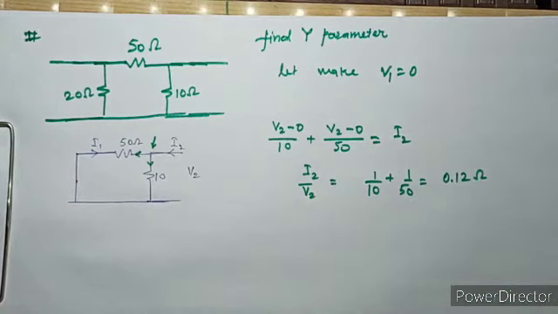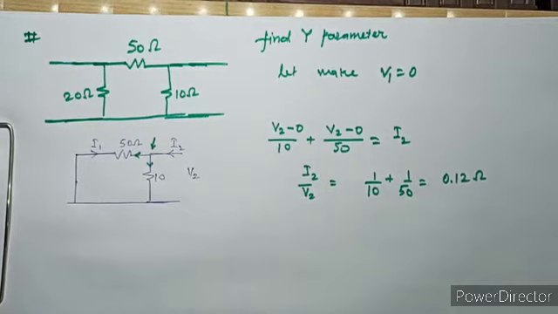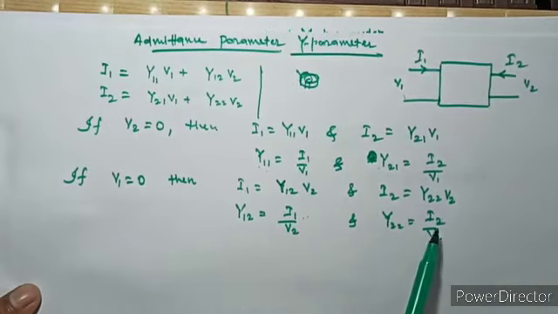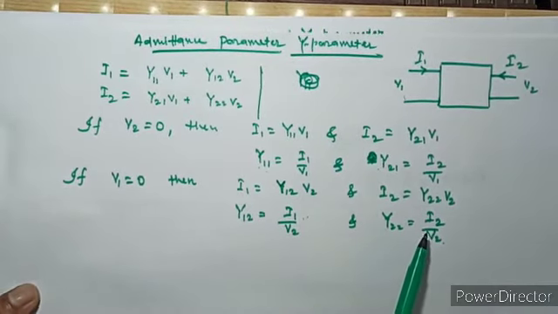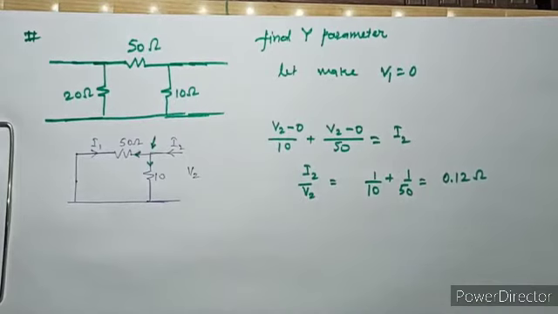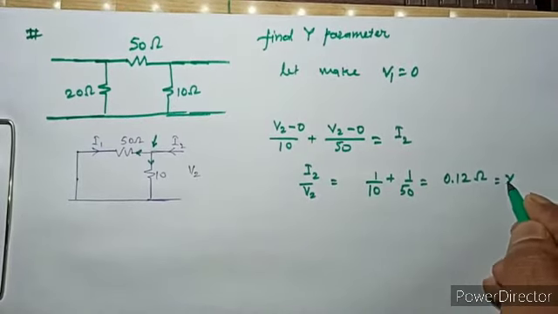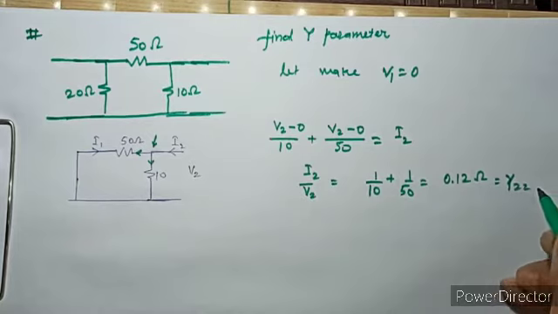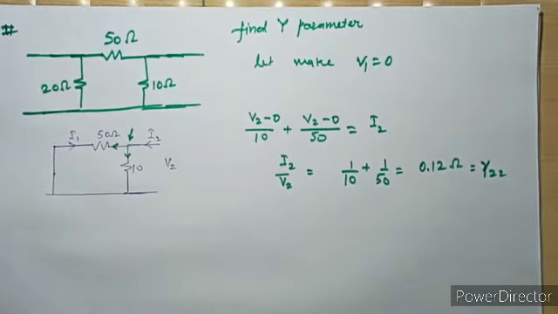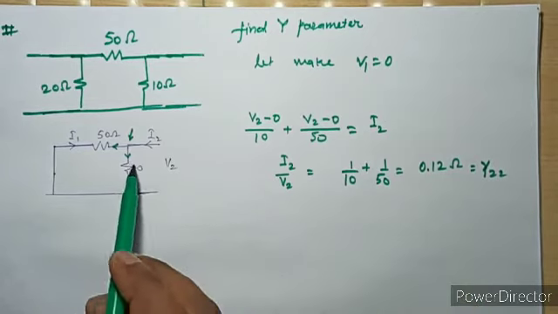And this I2 by V2 when V1 is equal to 0 is nothing but our Y22, right? So this is our Y22, right? Okay.